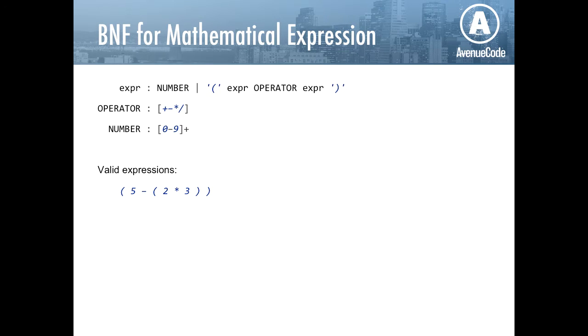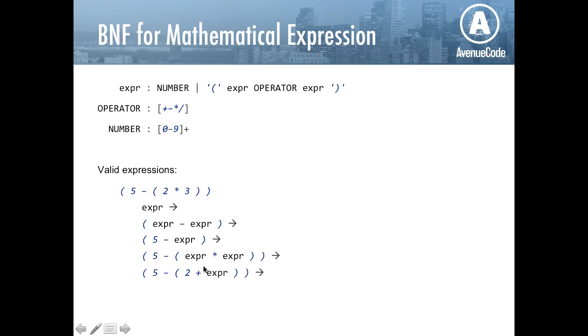Let's check this more complex expression now. Starting with expr, we apply the second rule, open parenthesis, expr, operator, expr, close parenthesis. We replace expr by a number. We apply the second rule again here, so replacing this expr by open parenthesis, expr, operator, expr, close parenthesis. We replace the first expr by a number, and we replace the next expr by a number.